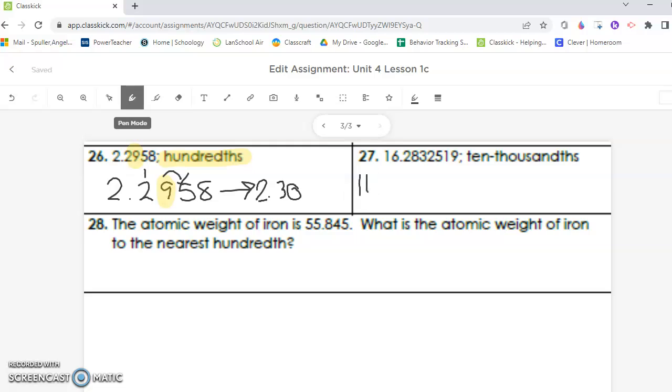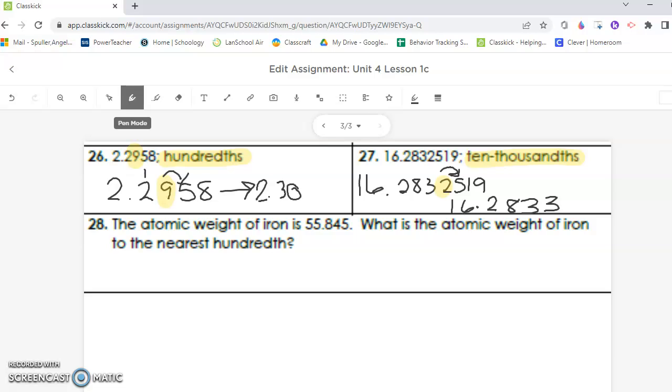All right, 116.2832519. So it asks us to go to the ten-thousandths. So tenths, hundredths, thousandths, ten-thousandths. And that's really bad looking. Let me fix it. Looking back at the 5. 5 tells the 2 to become a 3. Everything in front of it stays the same. So I get that. Great job.